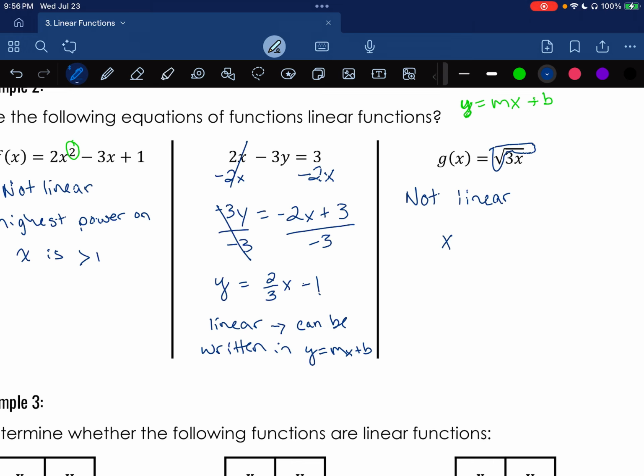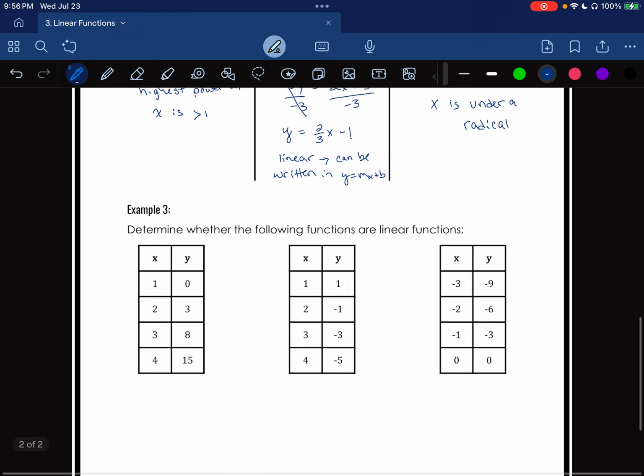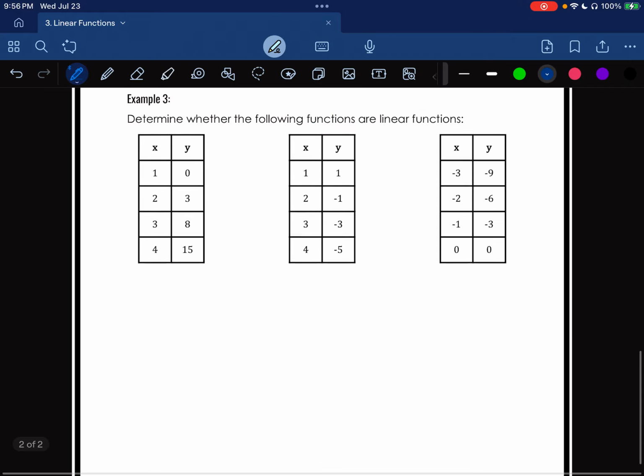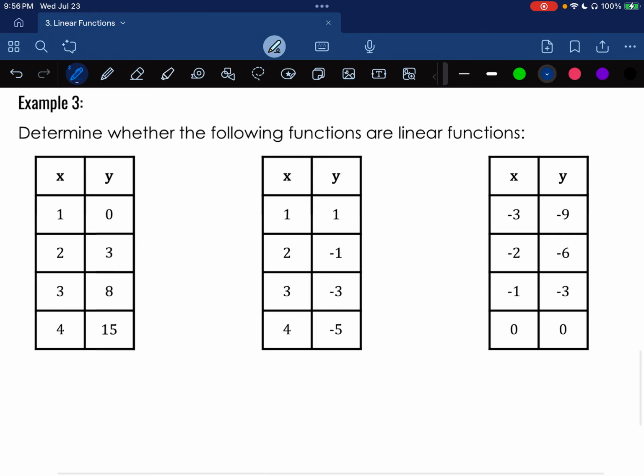All right, so now we're going to look at a table. The cool thing about a table is we're looking again for that constant rate of change. If my x's are all increasing by 1, so notice in my first 2 tables, they're 1, 2, 3, 4, 1, 2, 3, 4. In my third table, we go negative 3, negative 2, negative 1, 1. So those are evenly spaced, which is good. I want to look at the spacing of my y's.